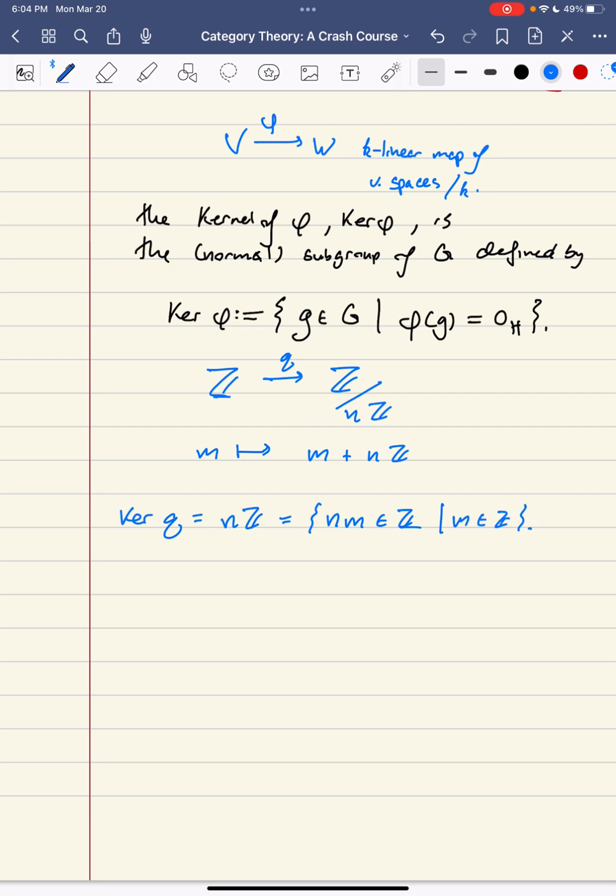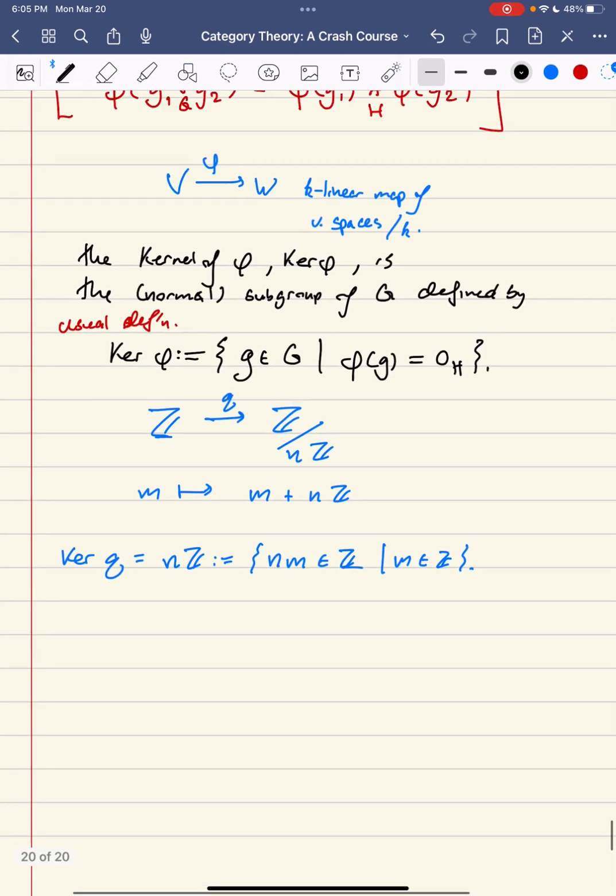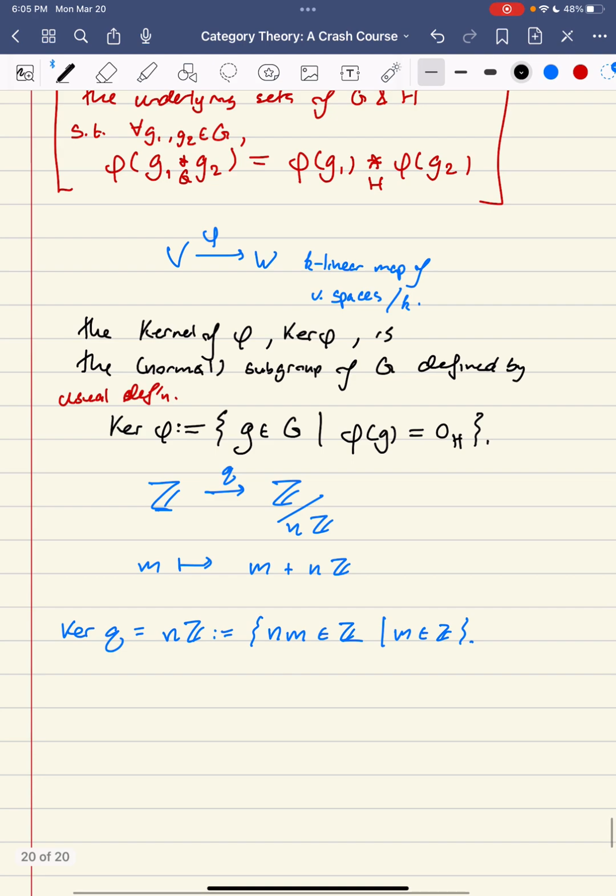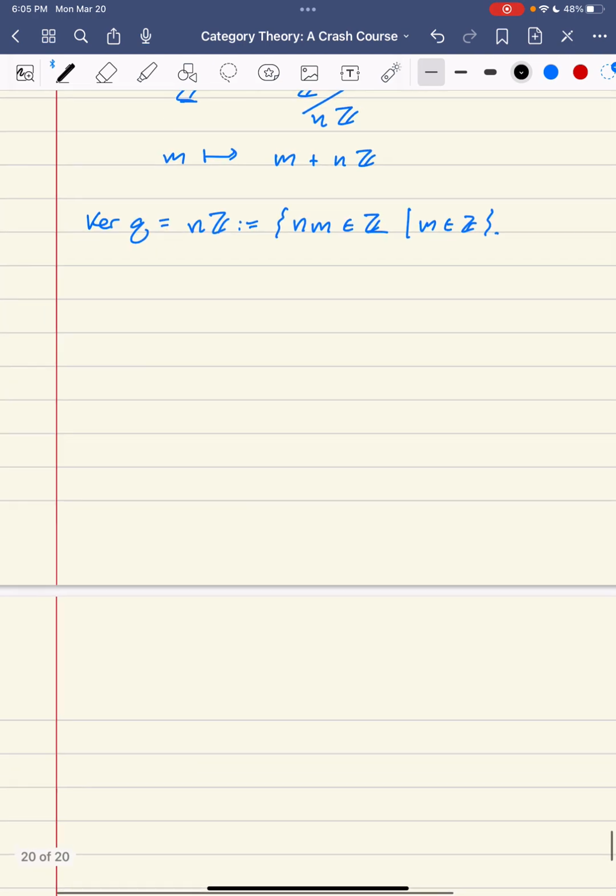Multiples of the integer n. Right, so this is cool. This is how we usually see it. So this is the usual definition. But I'm going to think about this thing slightly differently. I'm going to define it in relation to other subgroups of G.